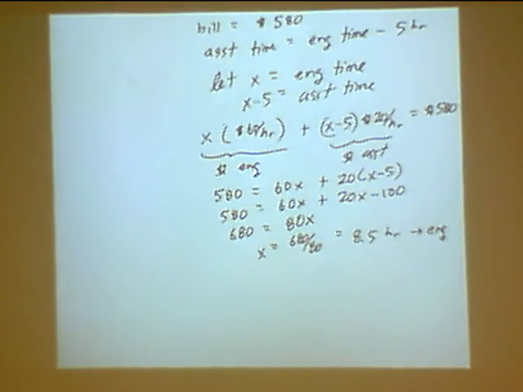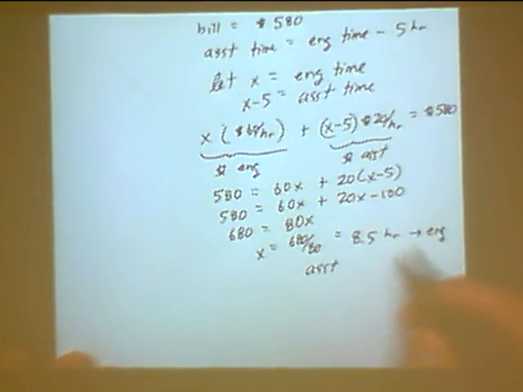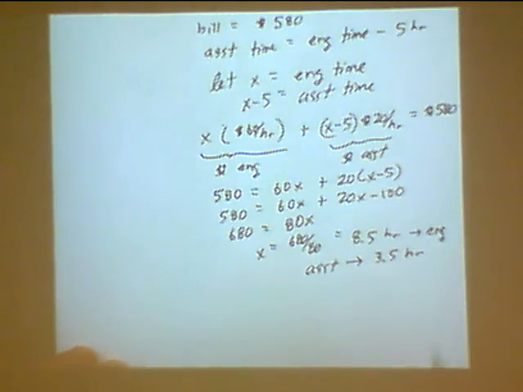However, they also asked me for how much time the assistant worked. Well, we know the assistant worked 5 less hours, so the assistant would have worked 3.5 hours. Okay, so that was a pretty straightforward story problem.